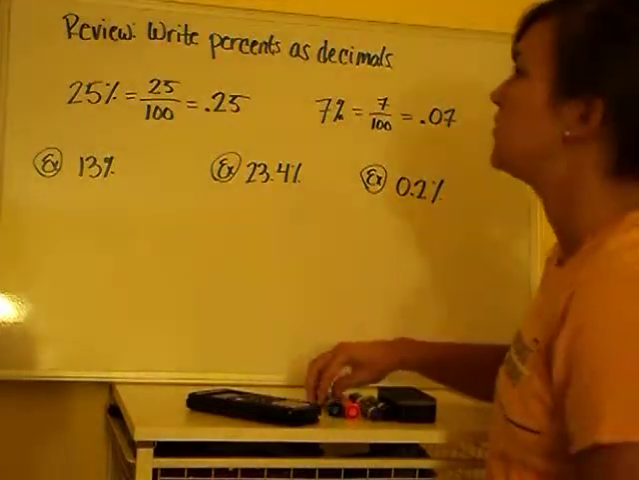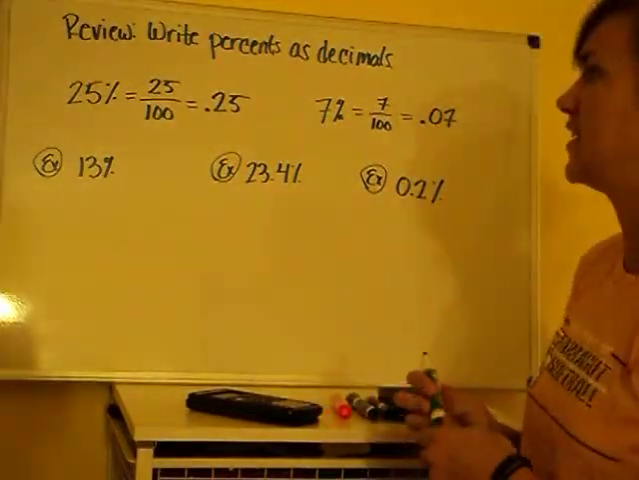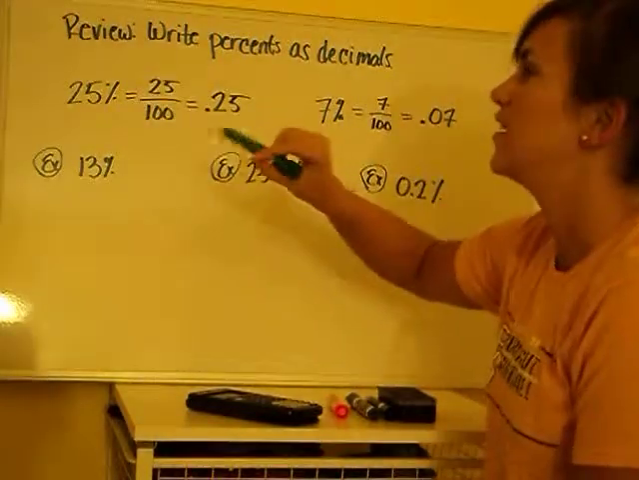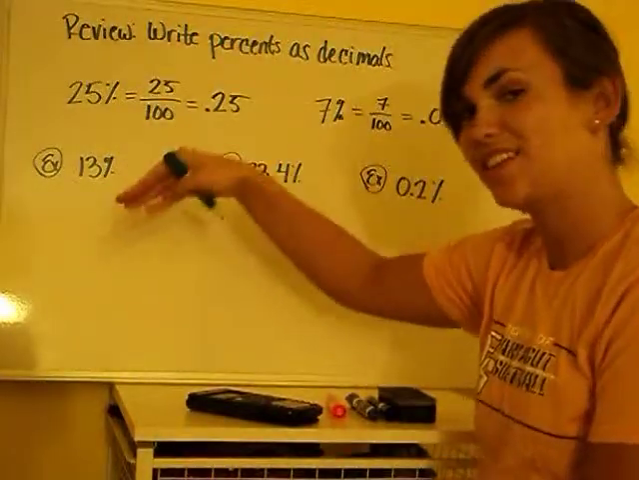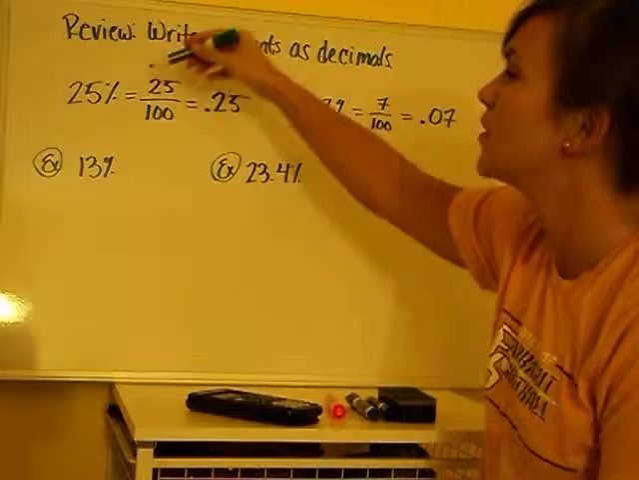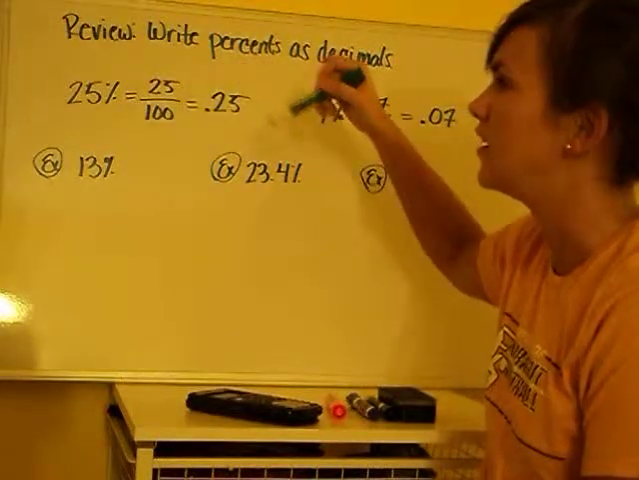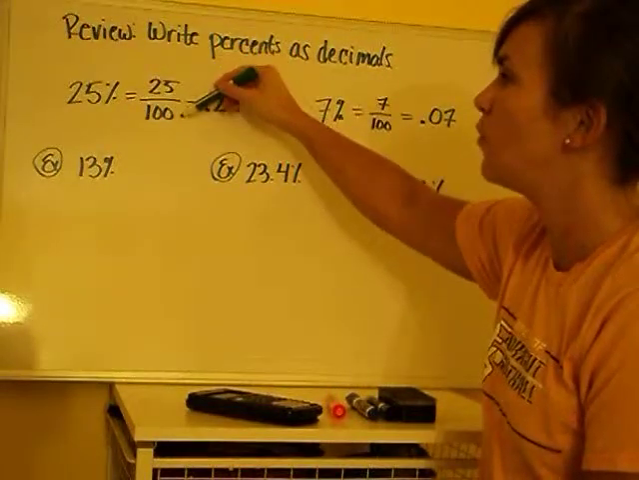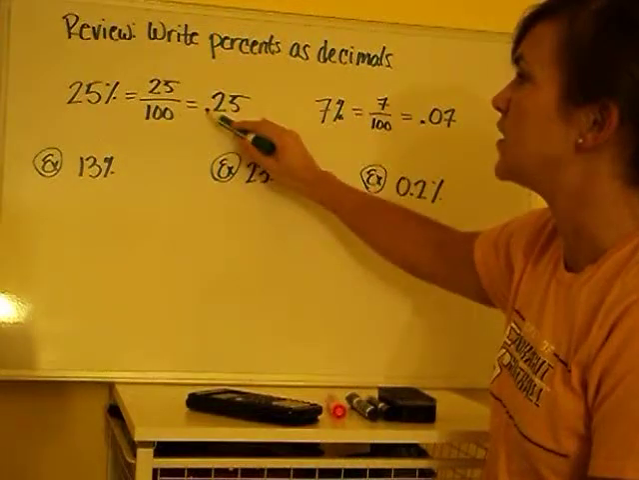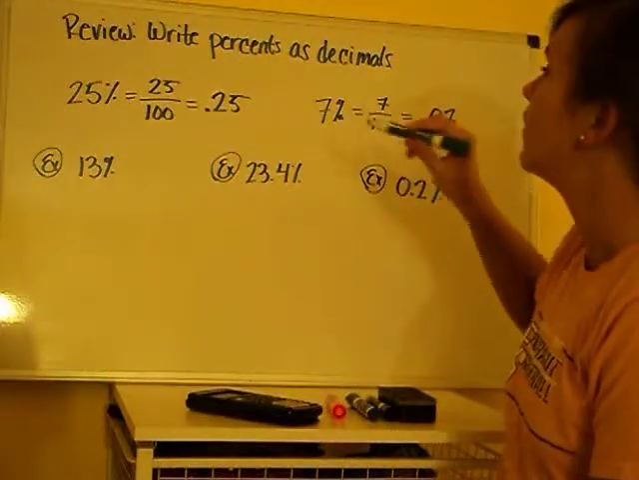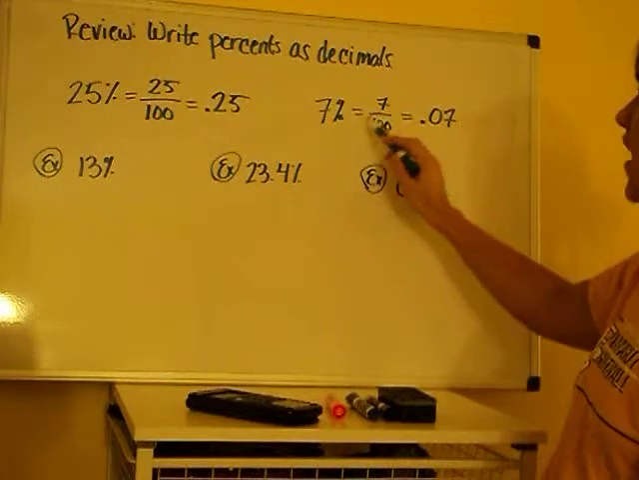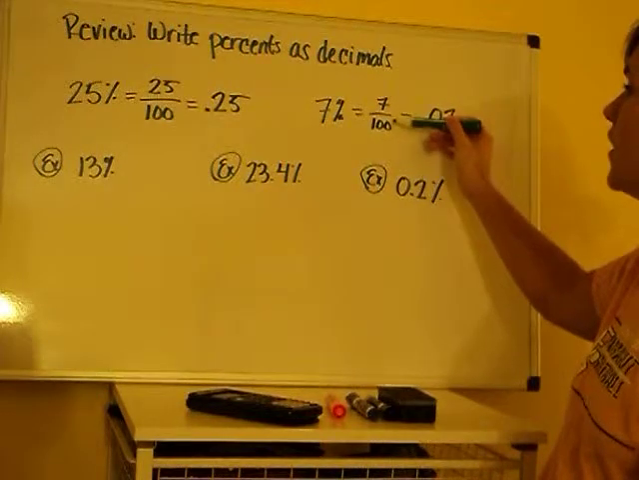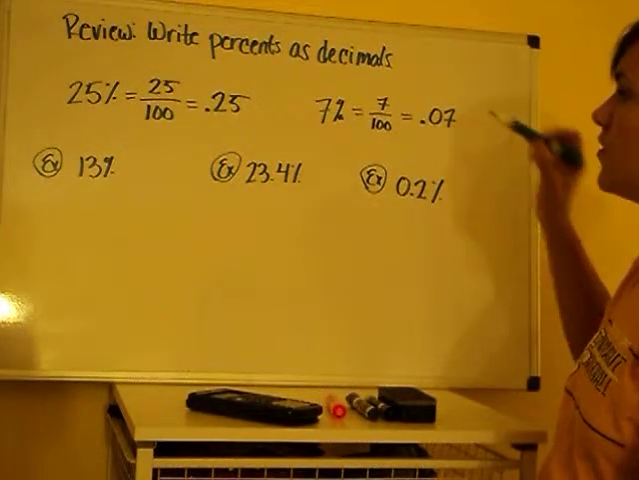Okay? So, looking at this, we have 25%. Percent. How many cents are in a dollar? 100. So percent means per 100. So if we have 25 per 100, that written as a decimal is 0.25. And same over here, 7%, we have 7 per 100, which is 0.07.